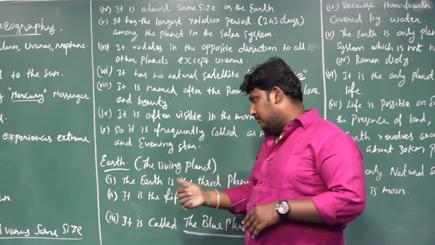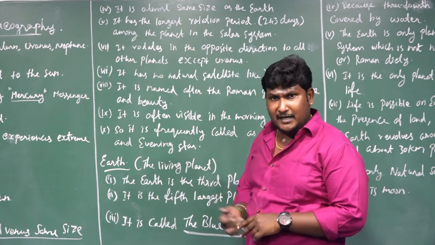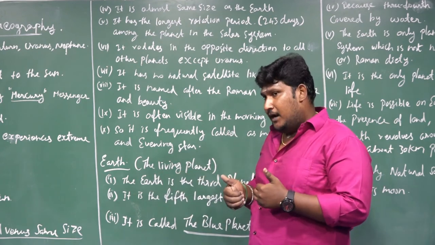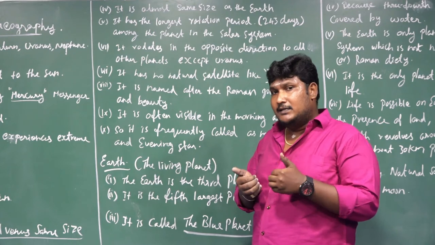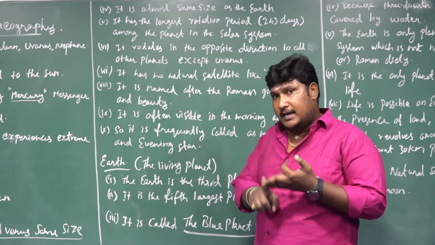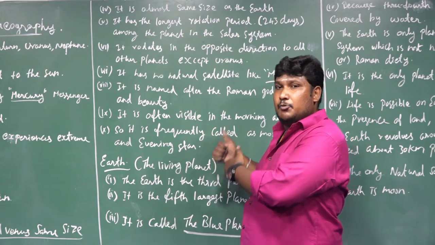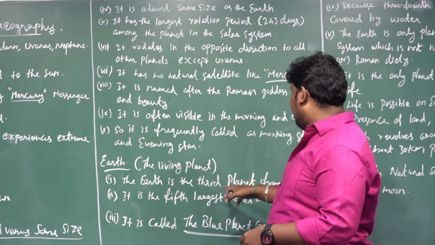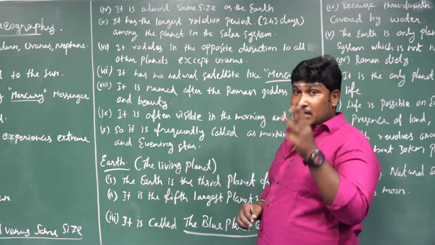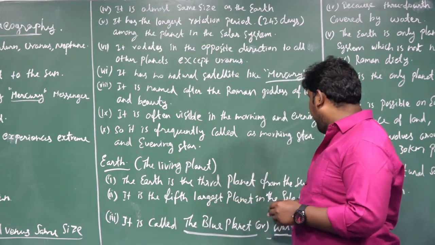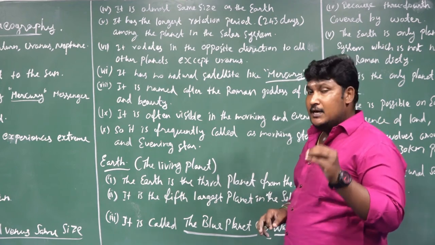Third one is the Earth. The third planet is Earth, the living planet. Why do we call it the living planet? As I already explained, humans, animals, and nature are all here, so we call Earth the living planet. The Earth is the third planet from the Sun. It is the fifth largest planet in the solar system.